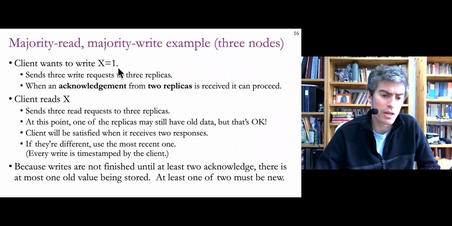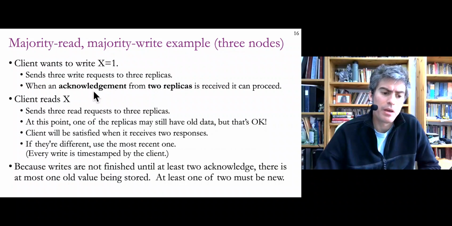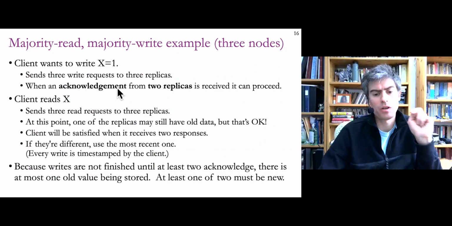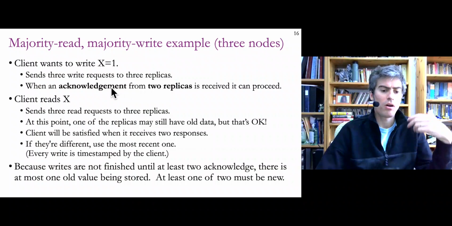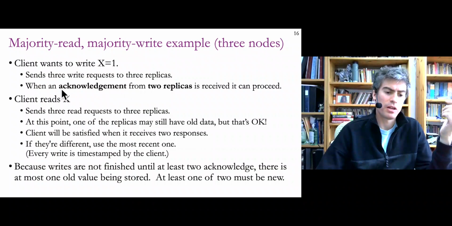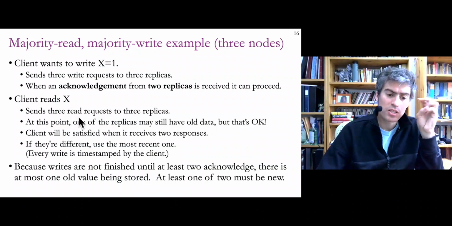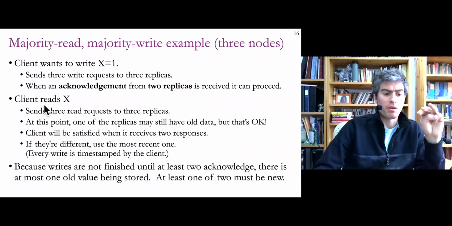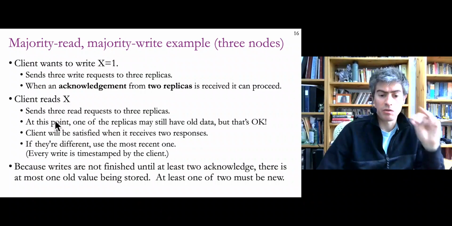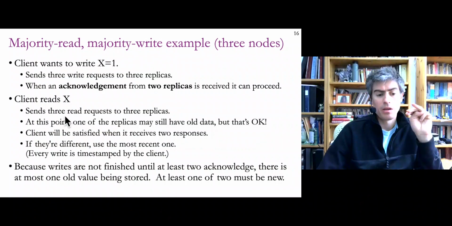If we want to write a value x equals 1, the client would send write requests to all 3. It would wait for an acknowledgement from 2 before it proceeds. So at this point, we know at least 2 of them have gotten the new data. The third one might not have received it. Later on, this is the read after write example, if any client reads, including the same one, it sends read requests to all 3, but it has to wait for 2 of them to come back because it waits for a majority.